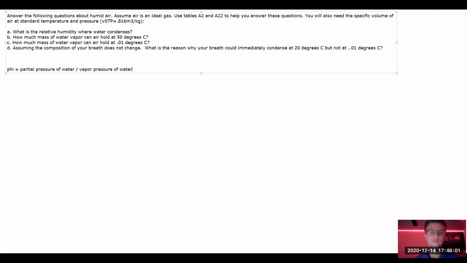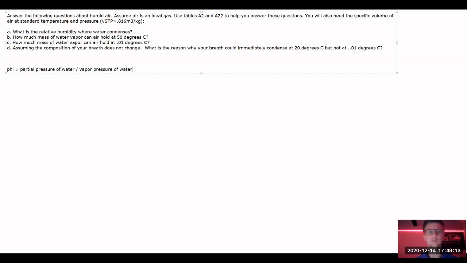And so once enough water is in the system, then the system will become saturated and the water will condense out. This relationship also tells us that when the partial pressure of the water is equal to the vapor pressure of the water, we have the maximum amount of water that the system can hold.